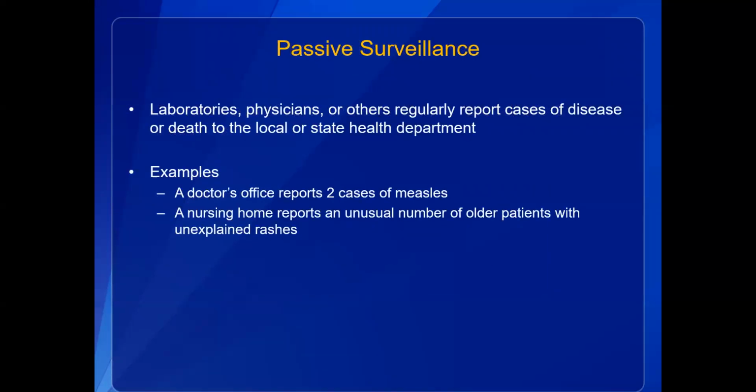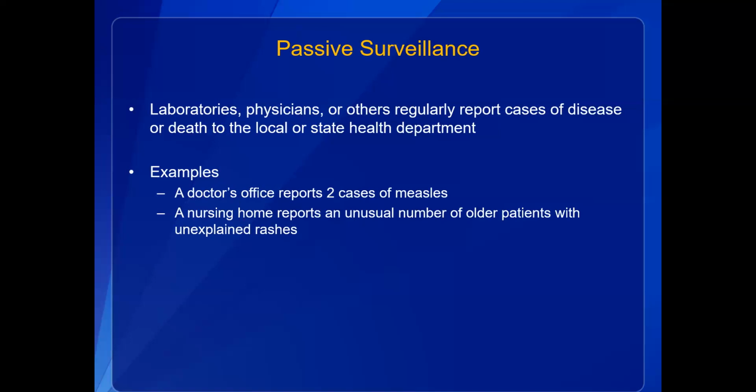Passive is more like people are not being forced to report. They are just reporting voluntarily, without being forced by the local authority or Ministry of Health. For example, laboratories, physicians, or others regularly report cases of disease or death to the local, state, or health department. So it's more like you as a healthcare worker, you see this is important, and on a regular basis, if you find whatever needs to be reported, you report to the state. So these are examples of passive surveillance, where a doctor can just report cases of measles if they come across them.